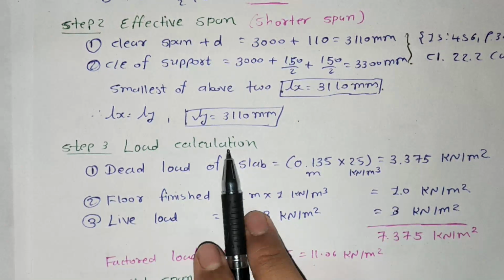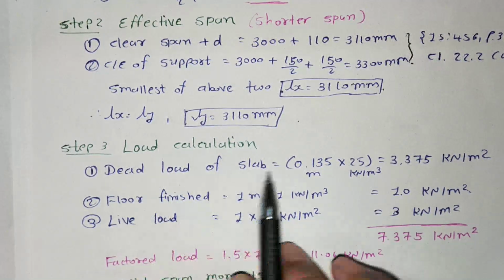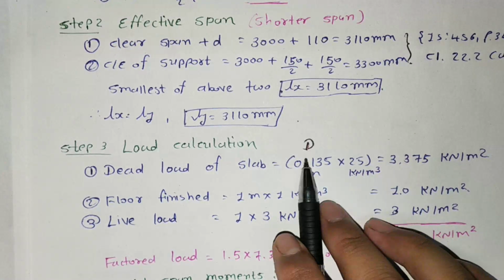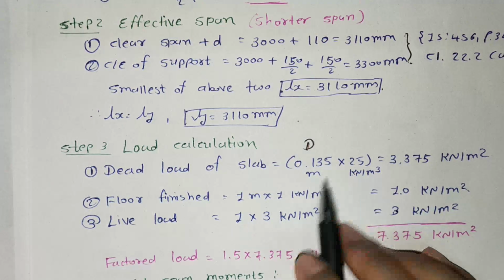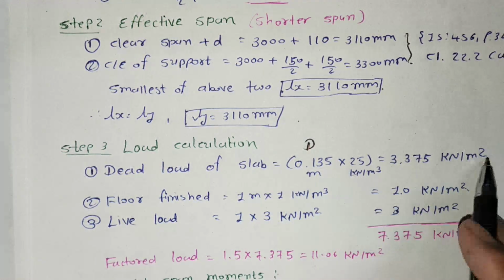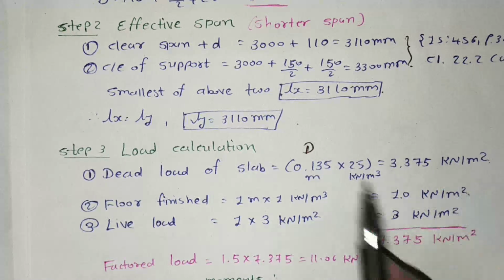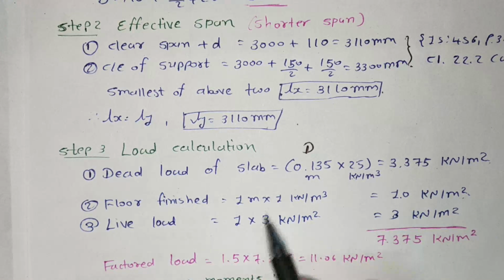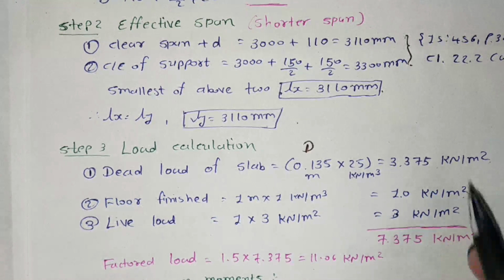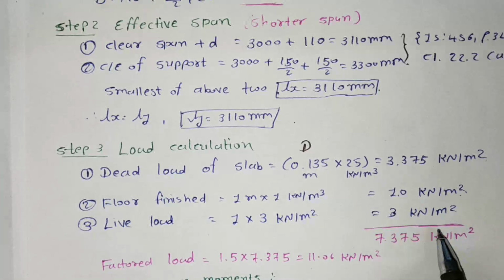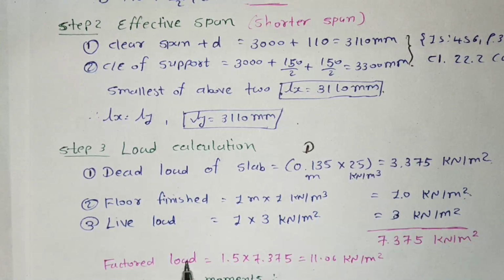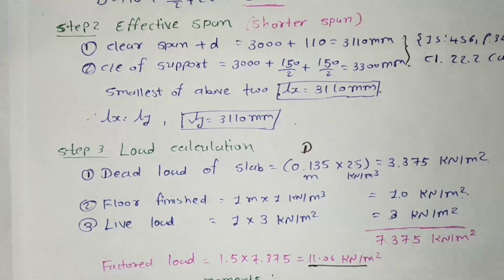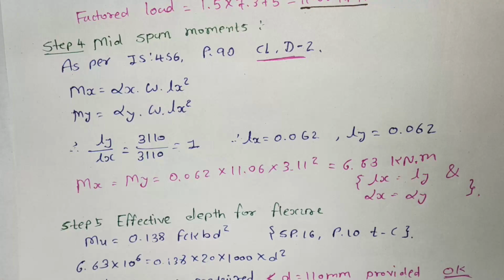Next step, load calculation. Here first of all we calculate dead load. Dead load means it is capital D into density. Capital D will be 135 mm. We will use 0.135 meter into 25. This is 3.375 kilonewton per meter square. Floor finish will be 1 kilonewton per meter square, already given. Live load is the same, 3 kilonewton per meter square. So we take the summation of these 3 loads, and after that the factored load is 1.5 into 7.375. We get 11.06 kilonewton per meter square.